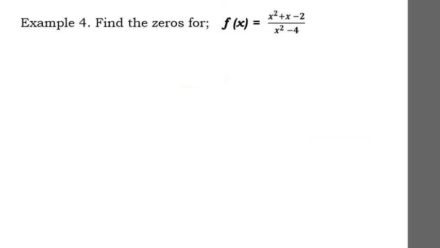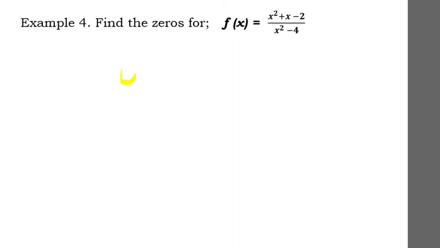Okay, the last one is find the zeros for f of x equals x squared plus x minus 2 over x squared minus 4. So there are factorables for both the numerator and denominator, so we cannot jump into equating the numerator to 0 since the numerator is still factorable and also the denominator is still factorable. So we are going to factor first both the numerator and denominator.